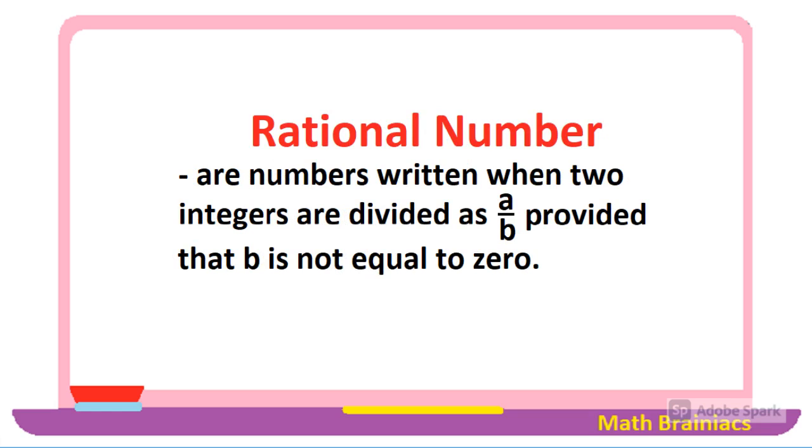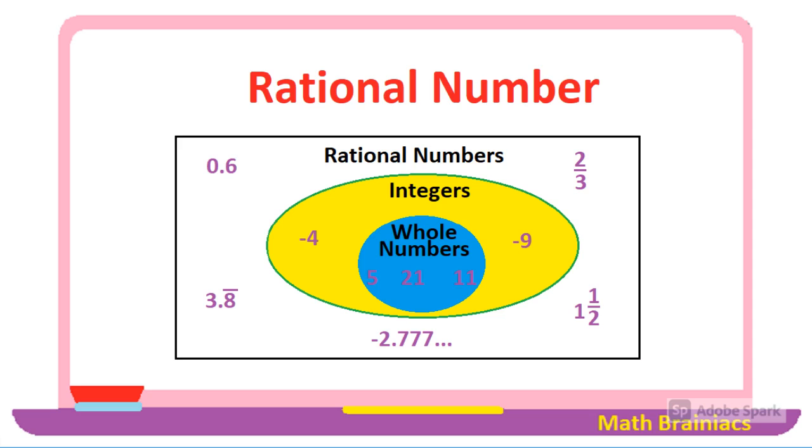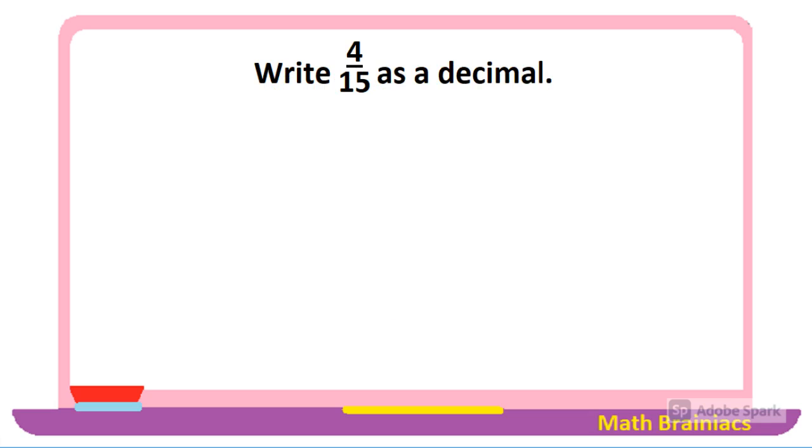Rational numbers are numbers written when two integers are divided as a over b, provided that b is not equal to 0. I want you to know the different rational numbers, which are the integers and whole numbers. Whole numbers are counting numbers starting from 0, while integers include the negative numbers, the 0, and the positive numbers. Let us work on this example so that you will be guided.